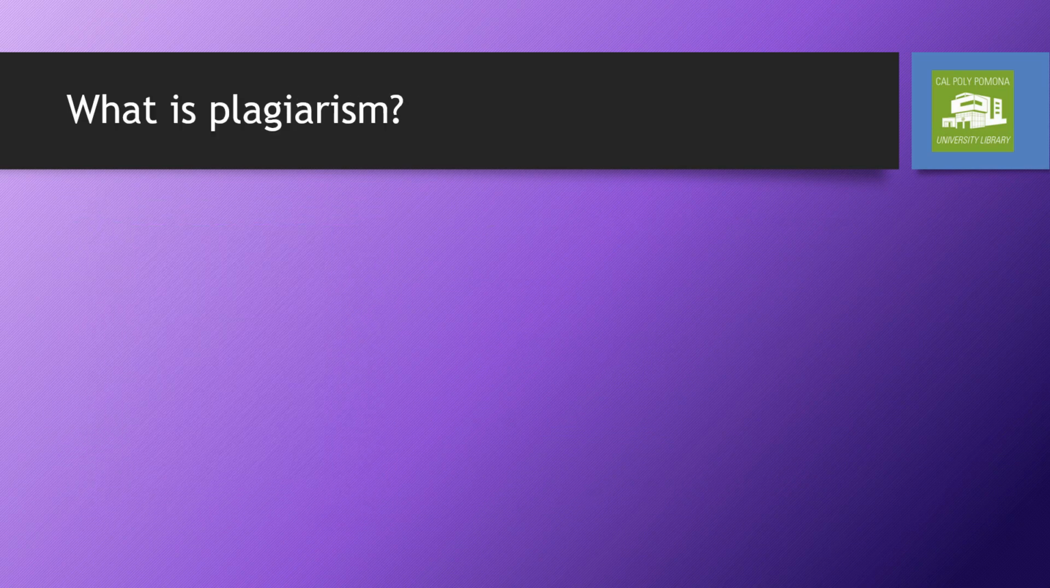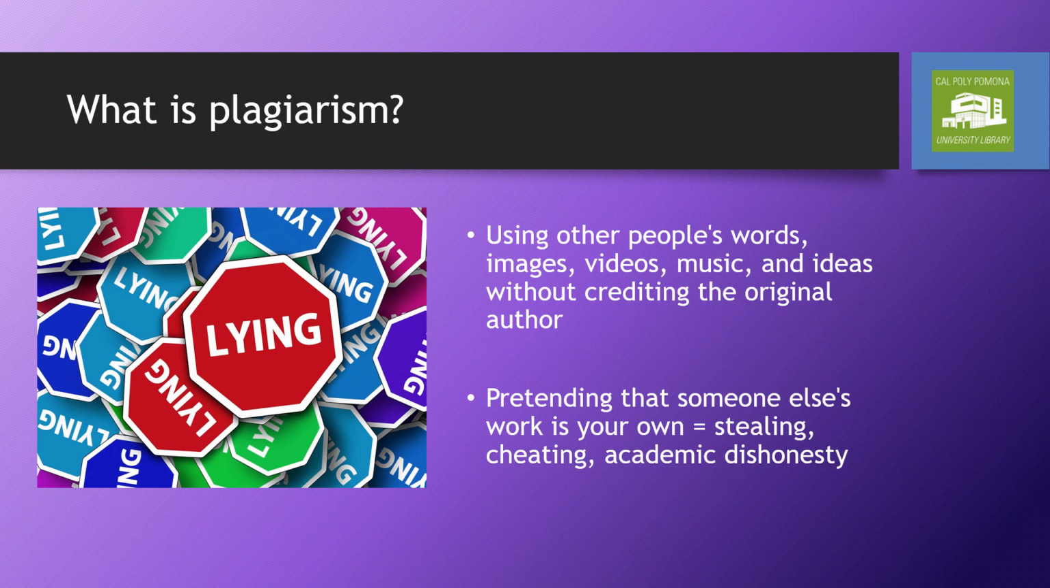When you use information from other sources for your projects, you must abide by all ethical and legal information use rules. Using other people's words, images, videos, music, and ideas without crediting the original authors is a form of stealing and cheating because you're pretending that someone else's work is your own. Another word for this kind of academic dishonesty is plagiarism.